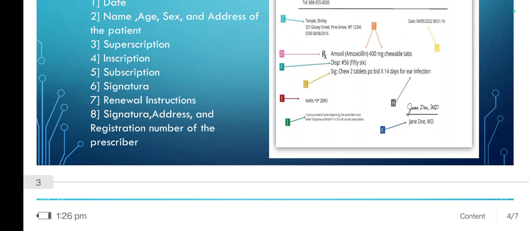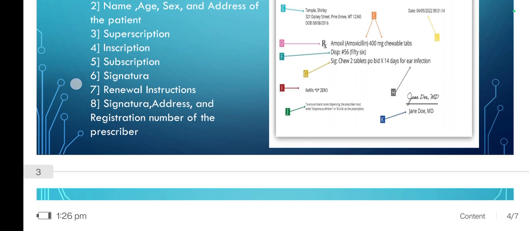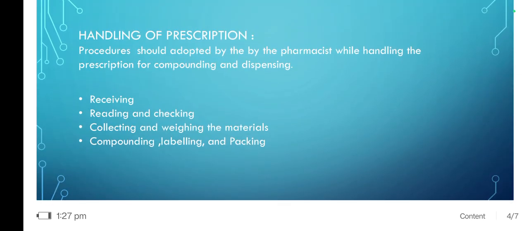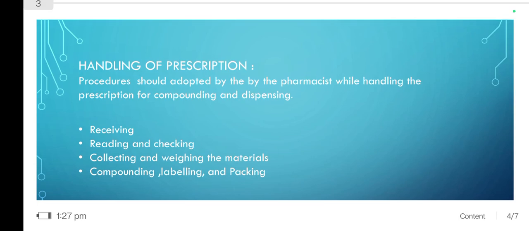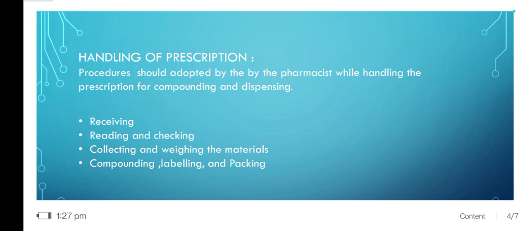That is called the signature, address, and registration number of the prescriber. So next, handling of prescription. How to handle the prescription? It mainly depends on the procedures that should be adopted by the pharmacist while handling the prescription for compounding and dispensing.